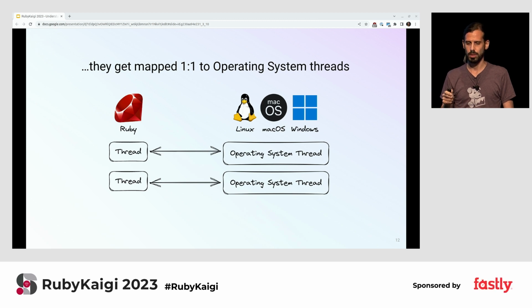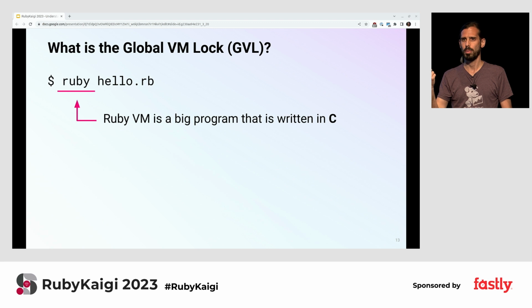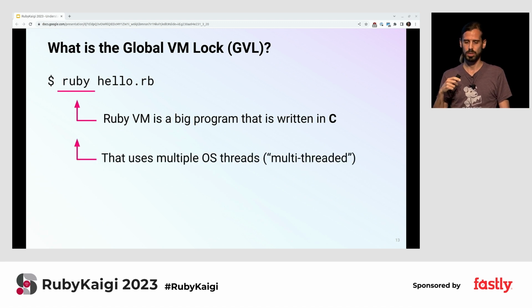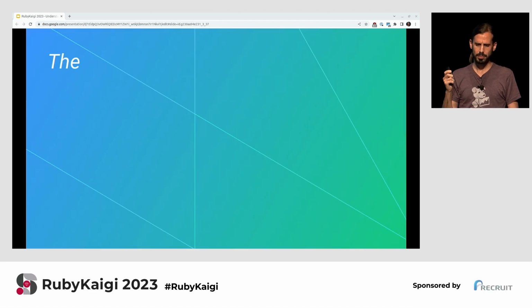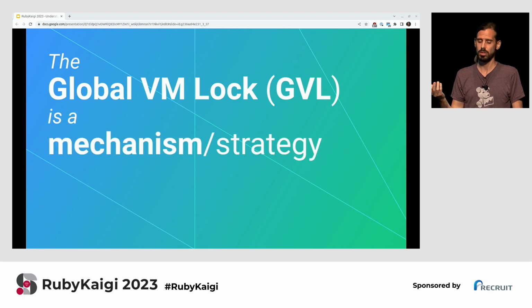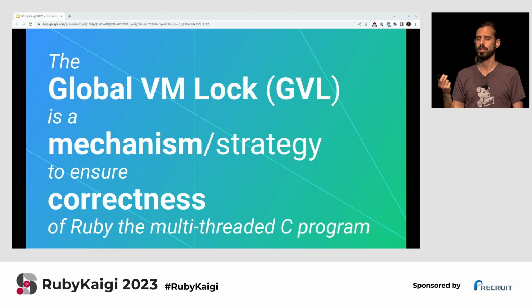And this is important, because it means that this Ruby app that we know is a big program that is written in C, it's also a program that uses multiple OS threads, or it's a multi-threaded program. And this means that the global VM lock is actually a mechanism, or a strategy, if you will, to ensure correctness of Ruby, the multi-threaded C program. So this is a kind of a big definition to unpack. So I'll talk more about it.